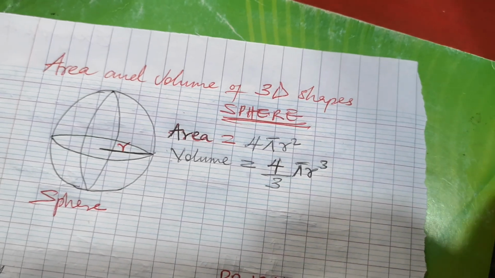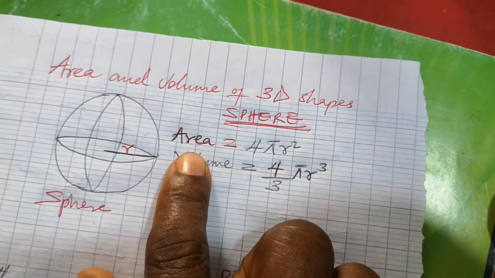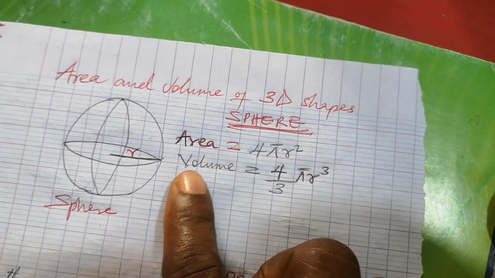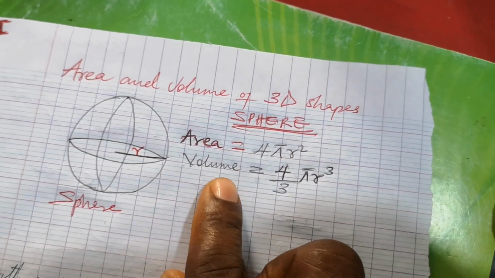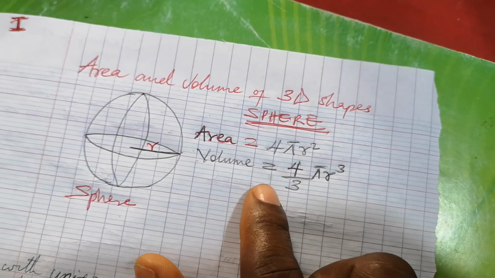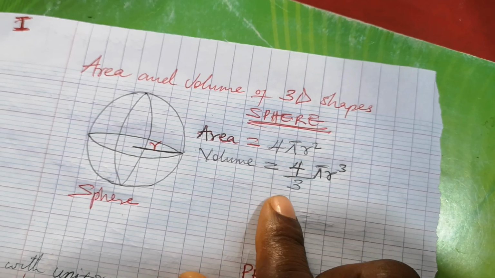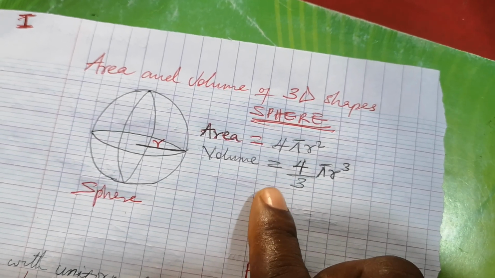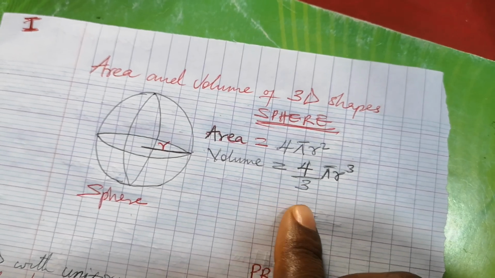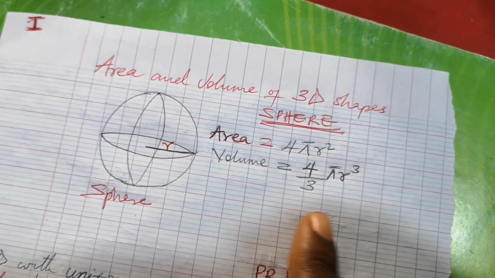Okay. Now, area of a sphere. Area of a sphere is 4 pi r square, and volume of a sphere is 4 all over 3 pi r cube. So you should bear these formulas in mind, memorize them, try as much as possible to put it upstairs there. It will help you in solving challenges that pertain to sphere.